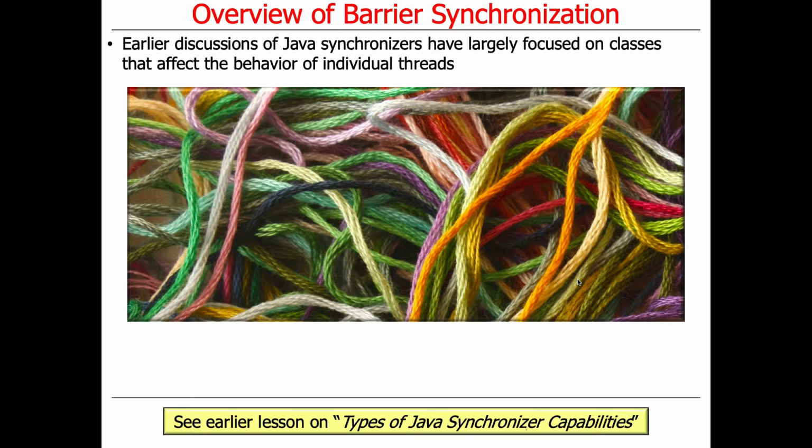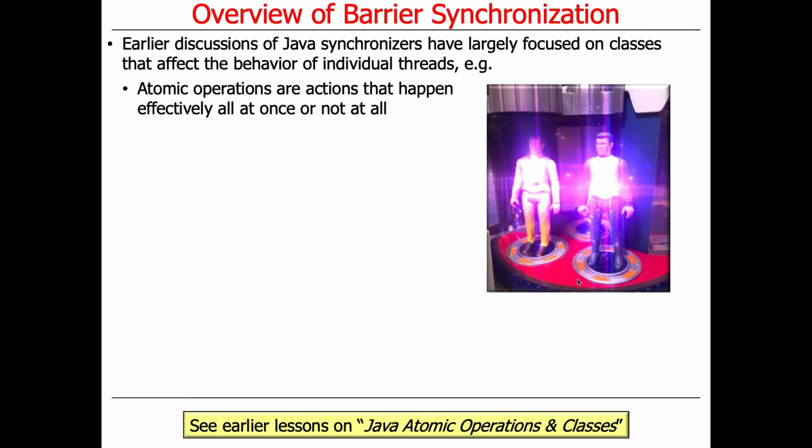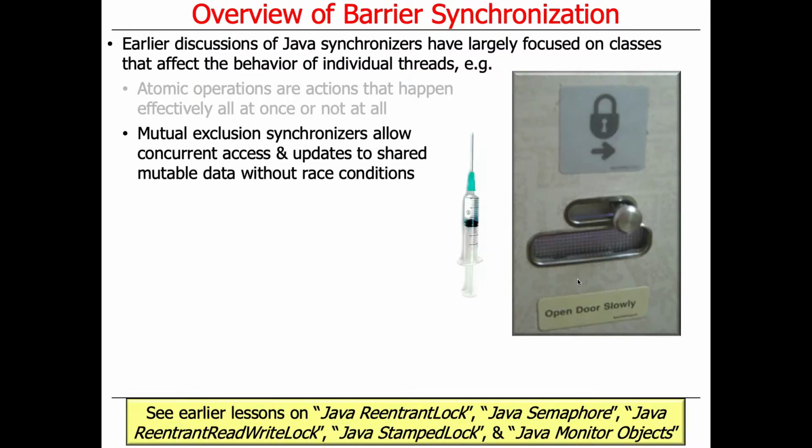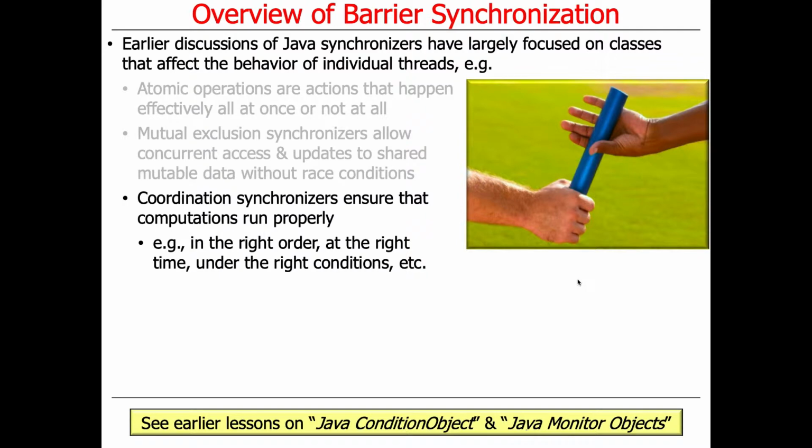The earlier discussions we've had on Java synchronizers have focused largely on classes that affect the behavior of individual threads. For example, atomic operations are actions that happen effectively all at once or not at all. Likewise, mutual exclusion synchronizers allow concurrent access and updates to shared mutable data without running the risk of incurring race conditions. And finally, coordination synchronizers ensure that computations run properly, for example, in the right order, at the right time, and under the right conditions.